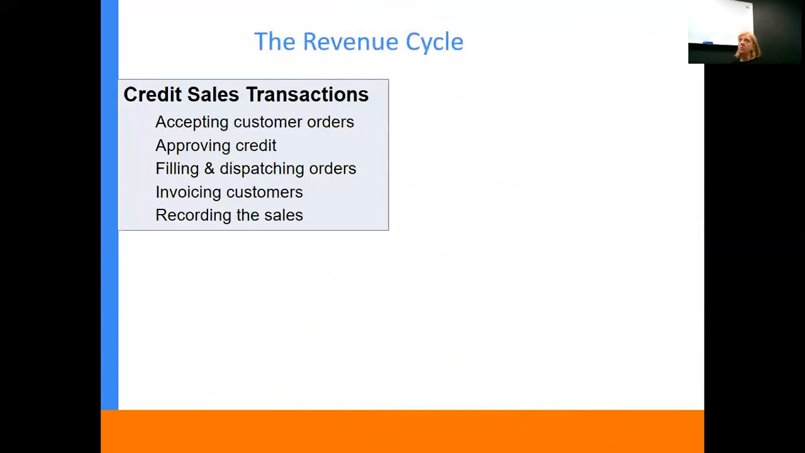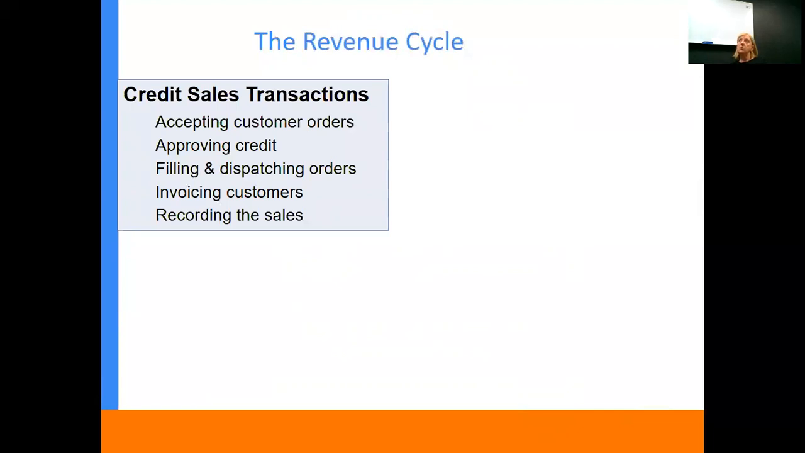So in our revenue cycle, we're talking about credit sales transactions, and there are 3 different parts of it: accepting a customer's order, approving credit, filling and dispatching orders, invoicing customers, and recording sales. And of course, this is generally a business-to-business transaction. But not always. Sometimes this could be retail sales that are remote. So it could be over the phone, it could be internet-based sales.